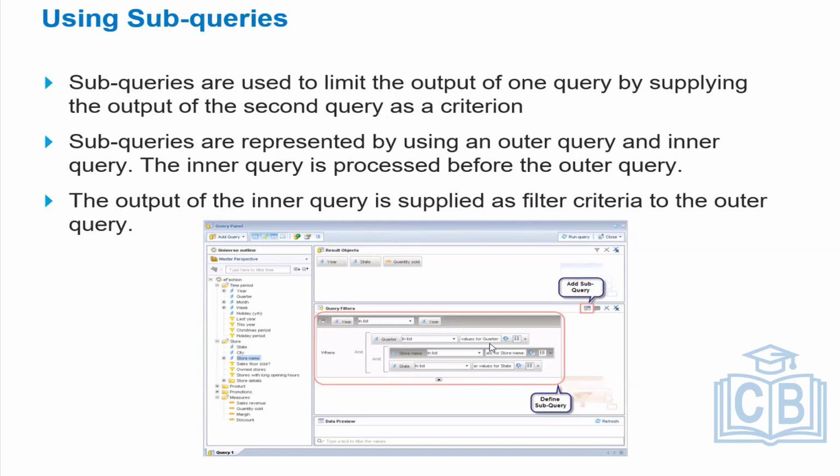Subqueries are represented by using an outer query and an inner query. This year in list is the outer query, and this quarter, store name, state is the inner query. The inner query is processed before the outer query. Here, as we have this where condition, first it will be processed and we will get the required output, and then the outer query will process by matching this with the where condition. The output of the inner query is supplied as filter criteria to the outer query. So whatever is the output here, that year value is supplied as the filter criteria for the outer query.